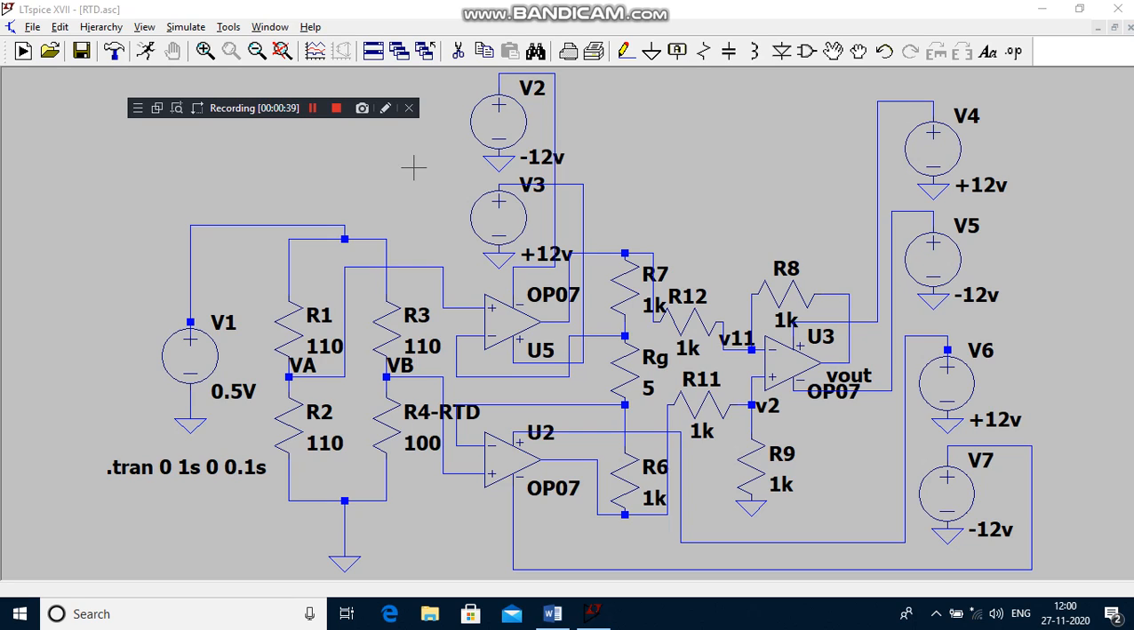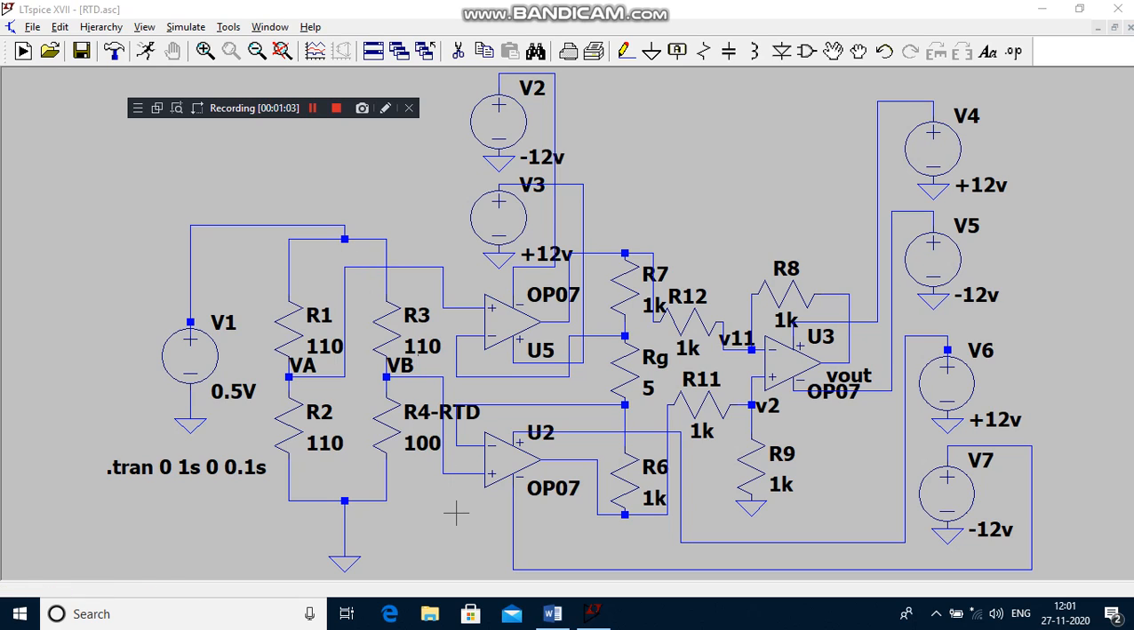Understand? Here, R1, R2, R3 are used as ordinary resistors and only R4 is the RTD. Here we are using PTC type PT100. PT means platinum, 100 means at 0 degrees Celsius the resistance value is 100 ohm. V1 is the source voltage for this bridge circuit.